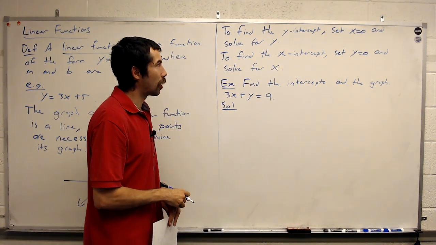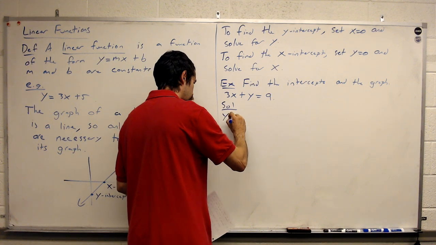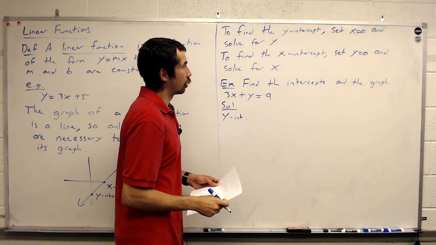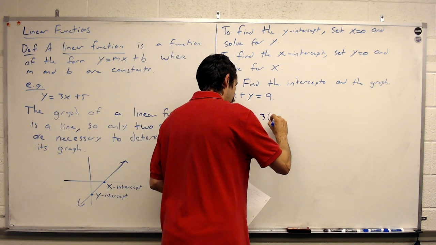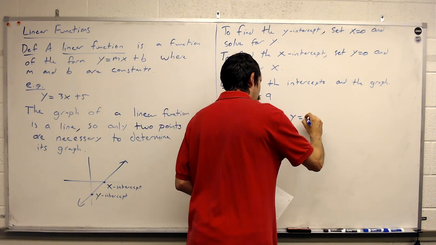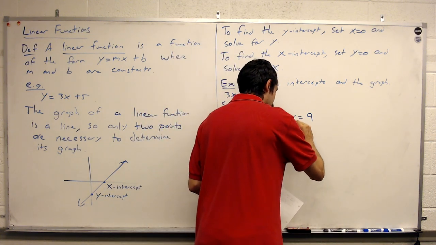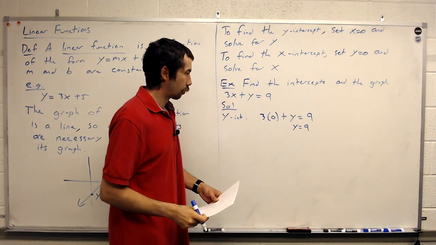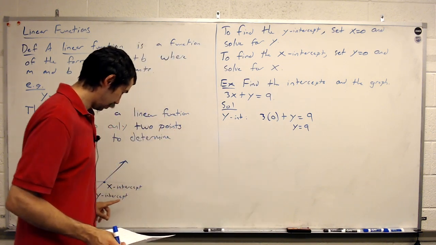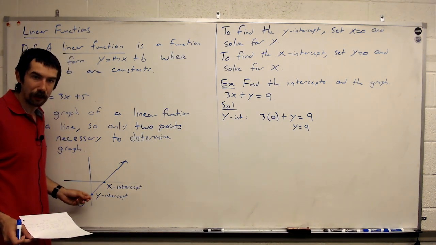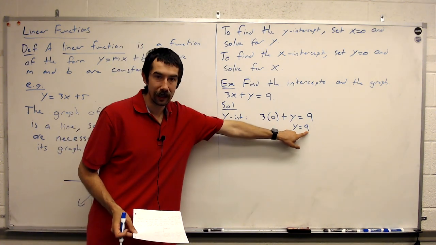All right, so let's start with the y-intercept. I wrote that first. So to get the y-intercept, we set x equal to 0 and solve for y. So it's 3 times 0 plus y equals 9. 3 times 0 is just 0, so this is y equals 9. This by itself is not the y-intercept. The y-intercept is a point, so it has an x component and a y component. The x component is 0, the y component here is 9.